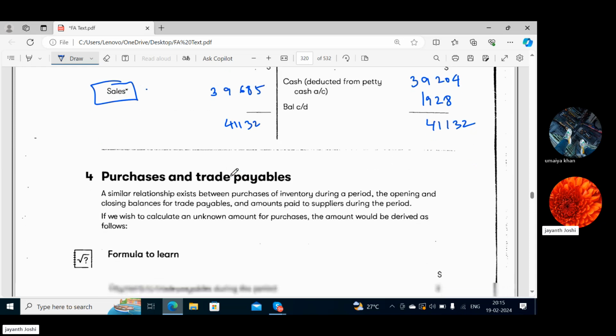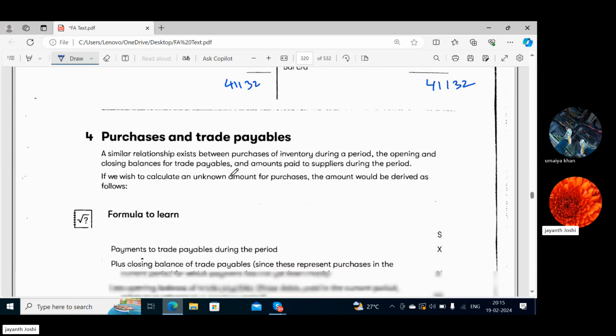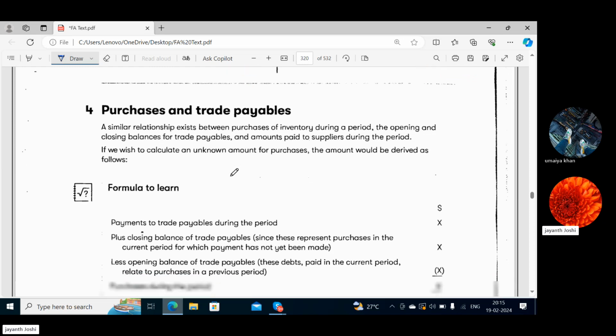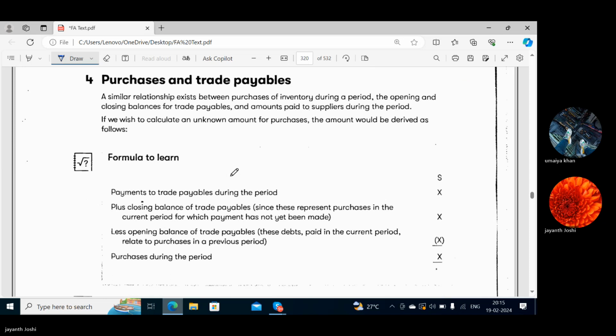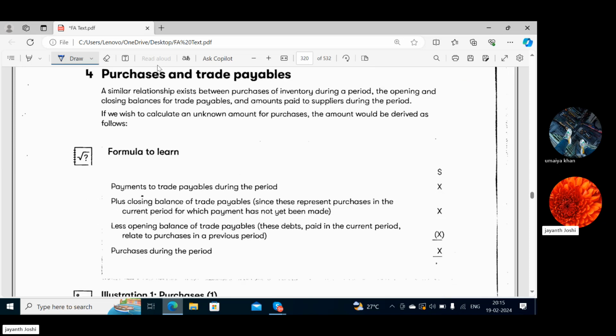Now, the next topic is purchase and payables. Same way, a similar relationship exists between purchase of inventory and the opening and closing balances. So three pieces of information are required to find out the purchases figure. Purchases can also be on credit, so for that we make payment to the suppliers or payables. So payment made to payables plus closing balance minus opening balance, we get the credit purchases during the year. Clear? Just like receivables. In receivables it is amount received, here it is payments made. Other part is the same.